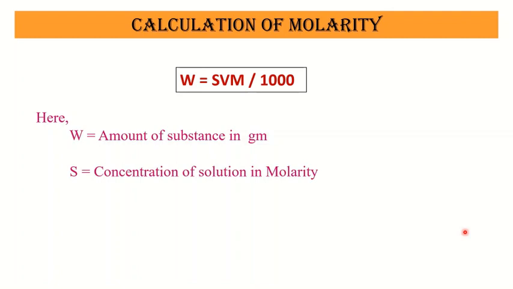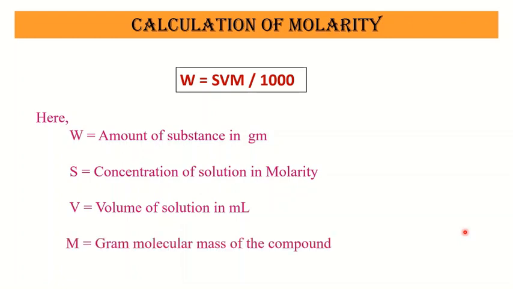W equals amount of substance in gram, S equals concentration of solution, that is the molarity of the solution, V is volume of solution but in ml, and M is gram molecular mass of the compound. So by using only one formula, you can calculate any of these four. Suppose you know the concentration, volume, and you know the component also. You can calculate the amount of substance. You know the amount, volume, and the component. You can calculate the concentration of the solution.